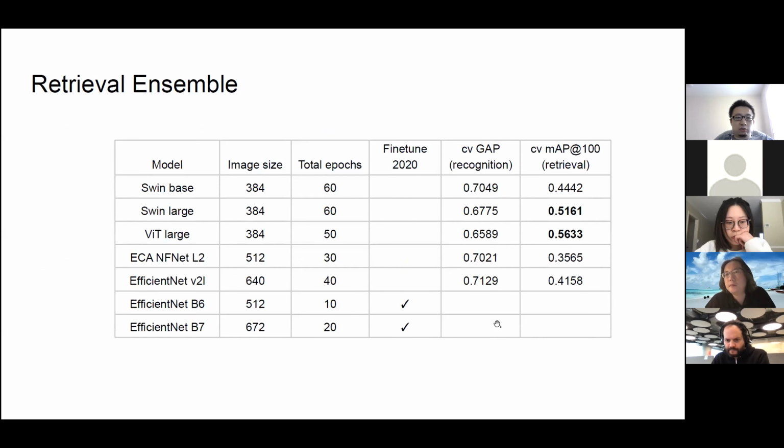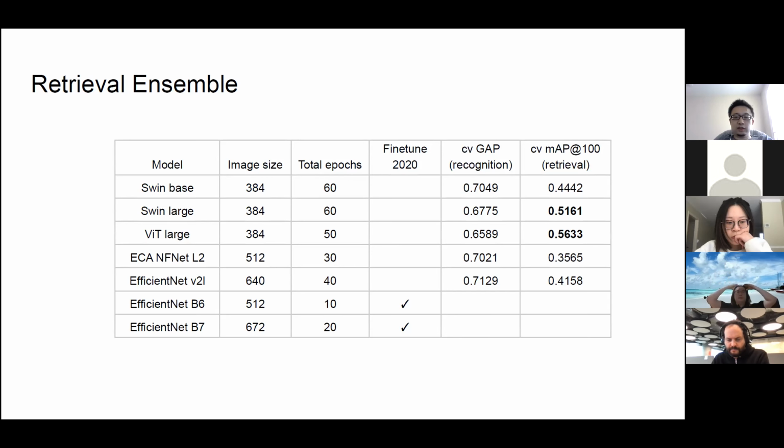Now here is the retrieval ensemble. In the retrieval ensemble, there are 7 models. There are 3 transformers, all using the image size of 384. This is because in the timm library, the biggest pre-trained model has this image size, and it's not as easy to go to a bigger image size. And there are also 2 new CNNs and 2 old CNNs. For the two old CNNs, we basically took the weights from last year and fine-tuned for a few epochs so that we didn't have to start from scratch.